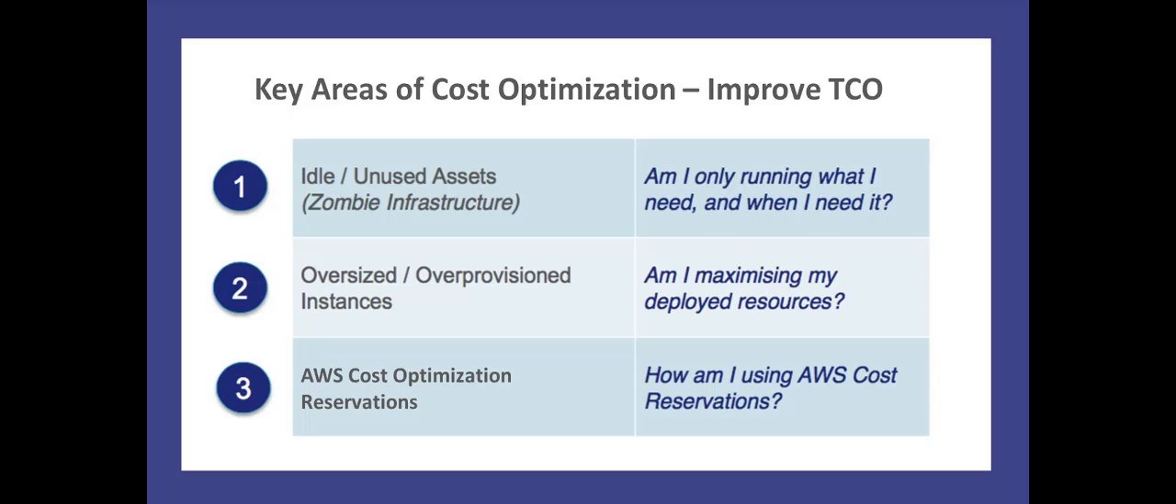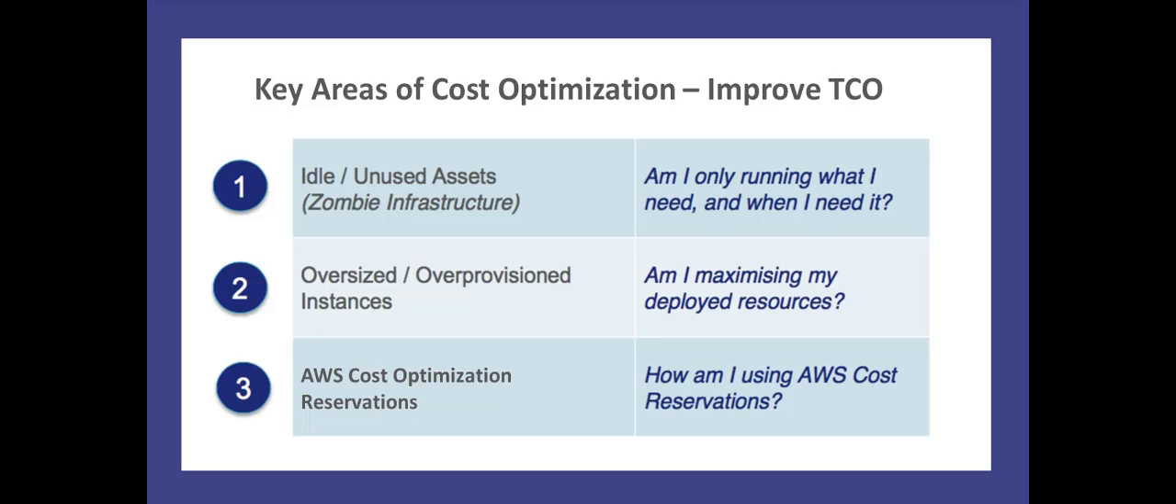The key areas of cost optimization to improve your total cost of ownership: you want to make sure that any idle or unused assets are gotten rid of. This isn't just your EC2 instances. This would also be any EBS volumes, any S3 buckets, anything that's sitting out there unused. Any oversized or over-provisioned instances. Do I have any instances that are way bigger than what I need? If I downsize them, I can save significant amounts of money.